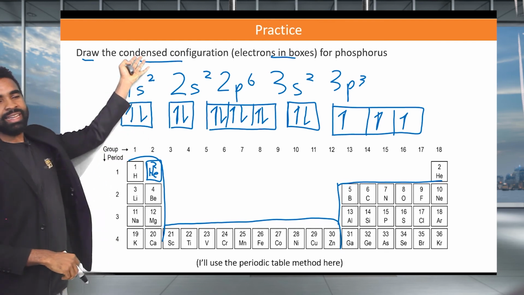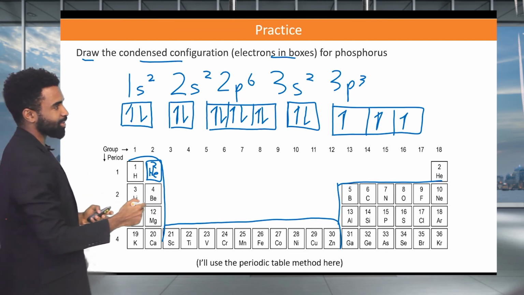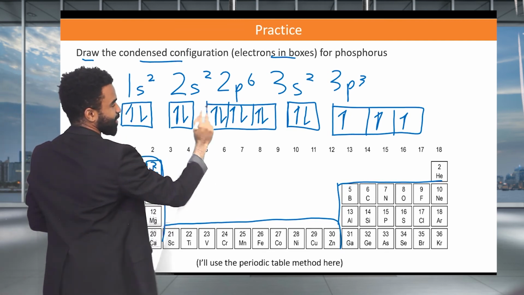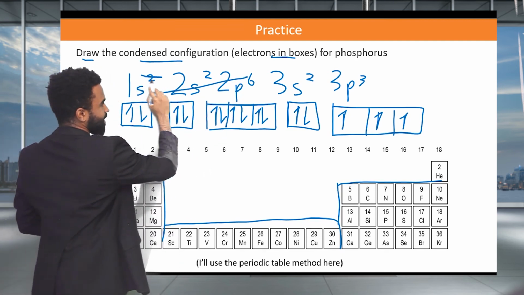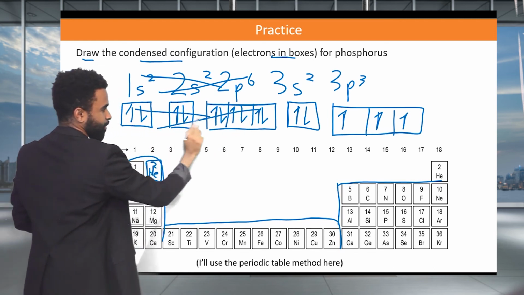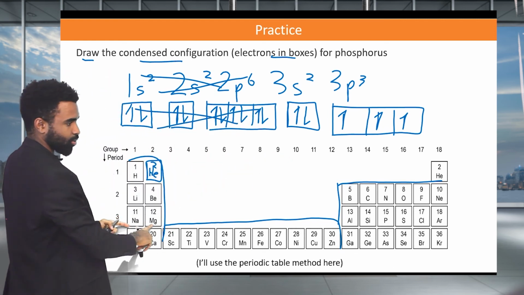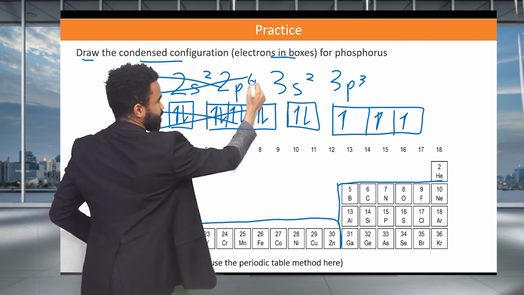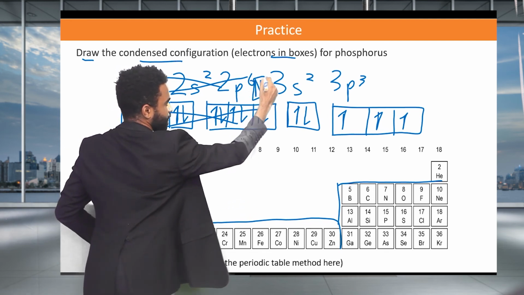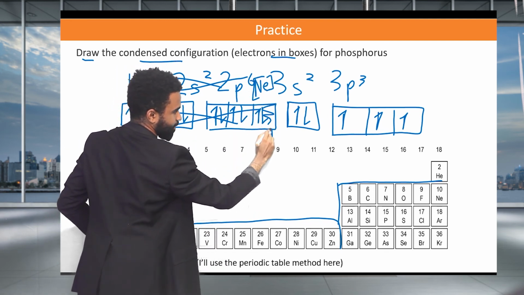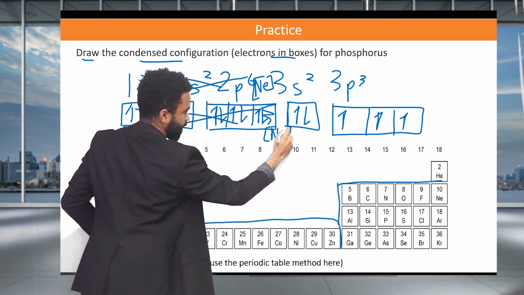Oh no, it says condensed. So we didn't have to do this. Oh, sorry. If it's condensed, then you can cancel out all of this and replace it with just neon in square brackets. So we just have [Ne] there, or over here we just have [Ne] in square brackets. And you do the rest.